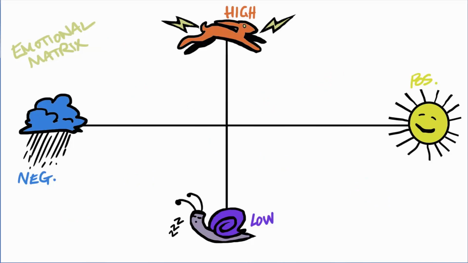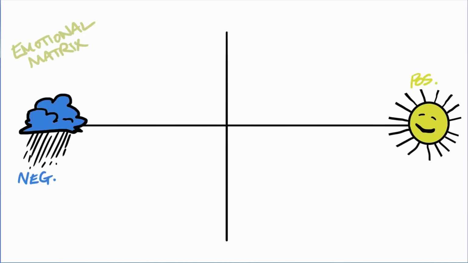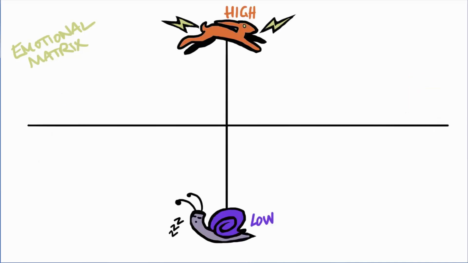But what's the point of all this? I mean, sure, we can organize emotions based on whether they are positive or negative, high or low energy. But how does that help us as animators? Well, it starts to make more sense if we look at just one axis at a time, whether we're looking at just the negative to positive valence or whether we're looking at high or low arousal.